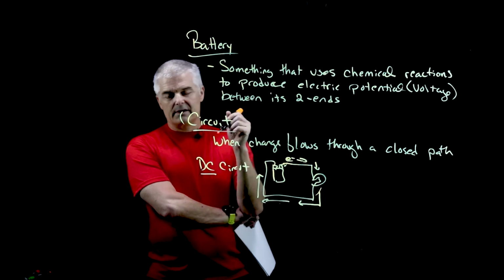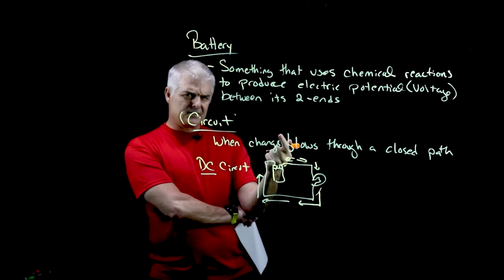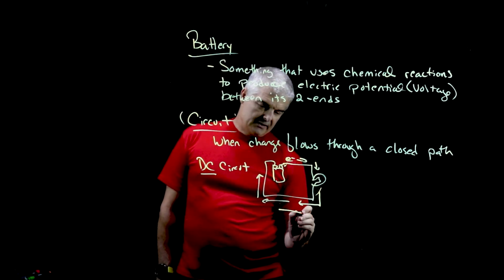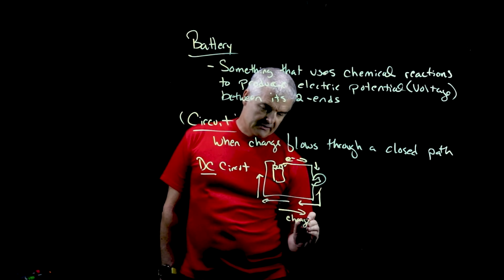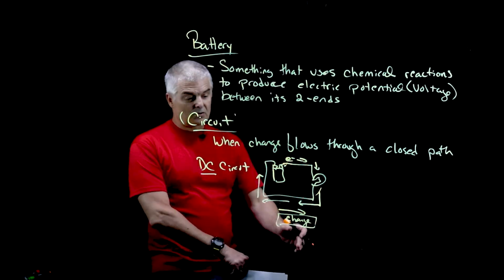Interestingly enough, when physicists talk about charge, which is different than electrons, it seems like it should be the same thing. The electrons travel this way. Guess what? The charge travels this way. And you say, why did they do that? It's actually an interesting historical note.